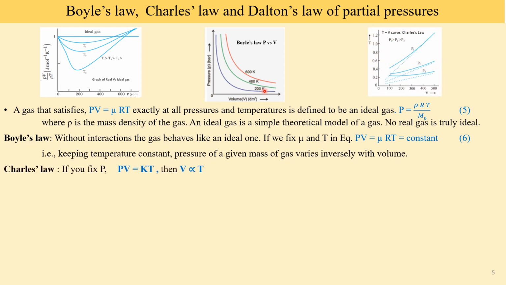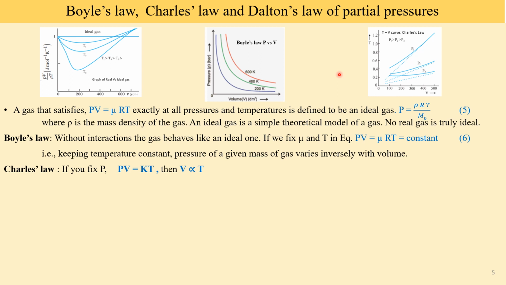Now we will examine Charles' law. If we fix, in the equation PV = μRT, the pressure constant, then in the relationship PV = KT, that means if we keep P constant, V is proportional to the temperature. The experimental TV curves are plotted in graph number 3. This is the graph on the right hand side of the screen. That is the TV curves for Charles' law.